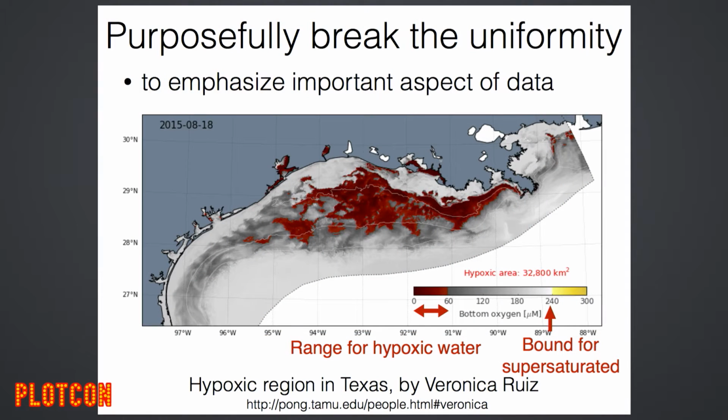On the upper end, we also see a bound for supersaturated oxygen conditions, which are when phytoplankton are generating oxygen and pumping it in the system at a higher rate than you would normally see there.